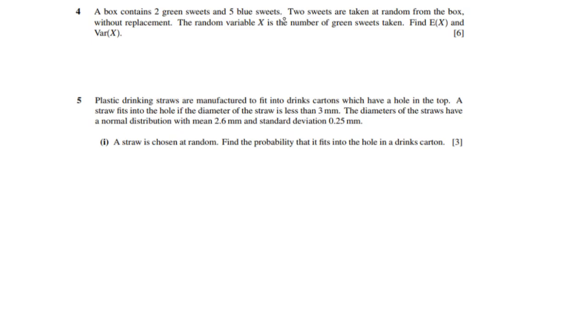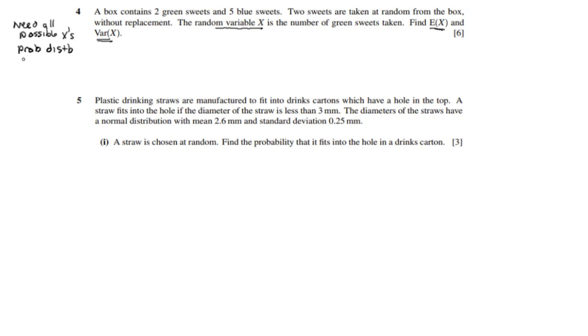Now in number 4, I've got a box that's got 2 green sweets, 5 blue sweets. 2 sweets are taken out at random without replacement. They want to find out the expected value. The random variable X is the number of green sweets taken, and they want the expected value and then the variance of X. So we need basically to know all the possibilities for X, how many different things could happen as far as getting green sweets.